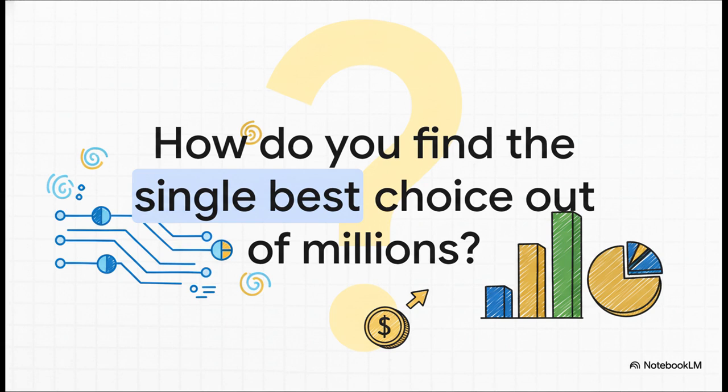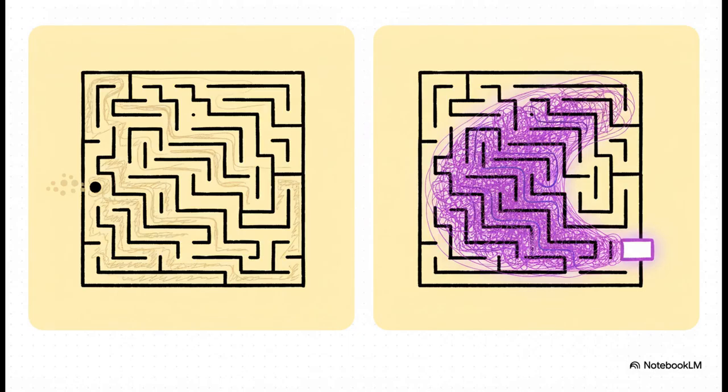And when the number of choices gets massive, millions or billions of possibilities, finding that one single best answer is, well, it's next to impossible for a regular computer. And this is where things get weird and really powerful.